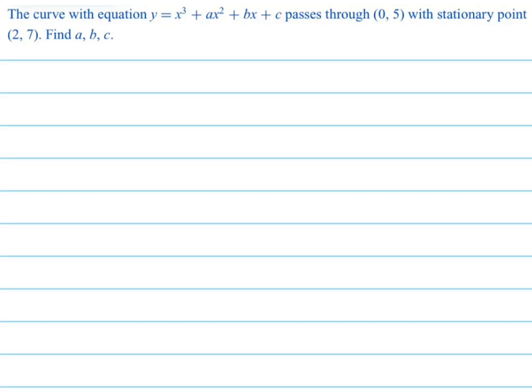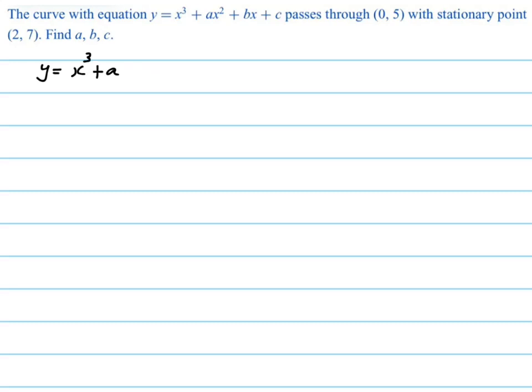Well, it passes through 0 and 5. That's one equation, right? Sub in, x is 0, y is 5. It also passes through 2 and 7, because that's a stationary point, but it's also a point on the curve, isn't it? So therefore we could sub in x is 2 and y is 7, and we'd get another equation, right? But where is the third equation? Well, the clue is you have to use every bit of information they give you in the question. Now, we've used 2 points that are on the curve, but we haven't used the stationary point information. So now it's time to use that.